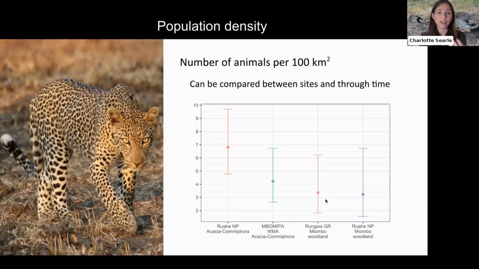So by looking at population density, which is what we do with the camera trap surveys, we can know how the population is doing in different places. I mentioned before, different habitats, different protected areas, different levels of impact. And it's actually very important information to set sustainable hunting quotas, for instance.